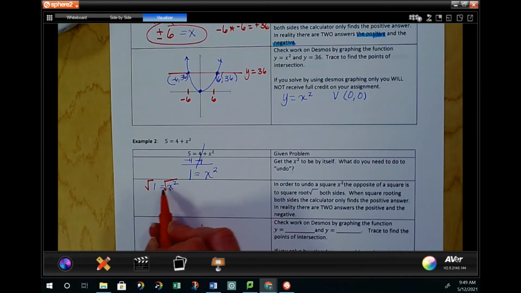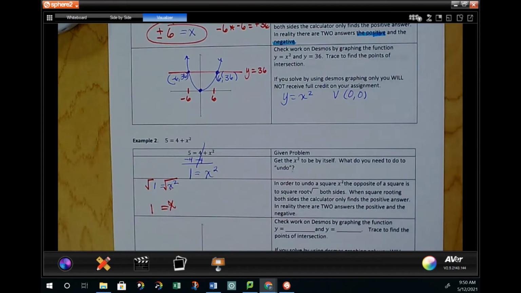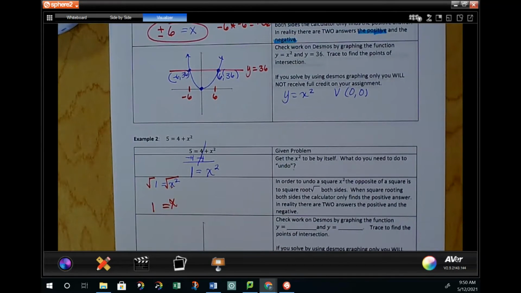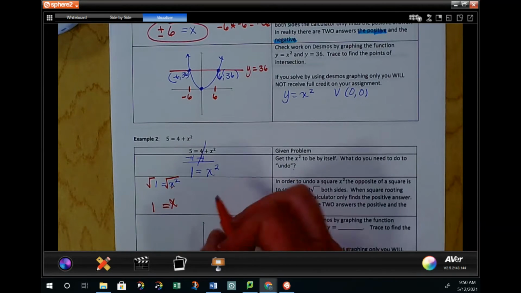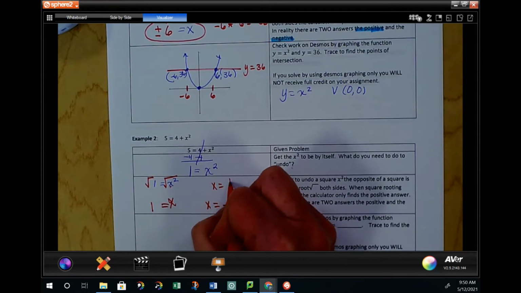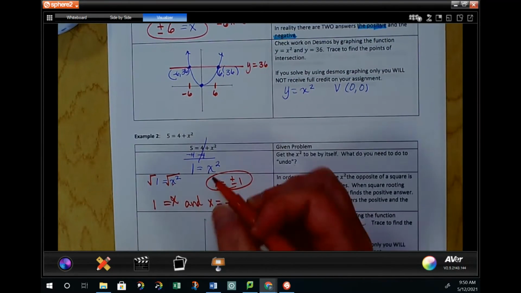So now I get x squared is equal to the square root of x, is just x, and then this is 1. Desmos will give me 1, but I'm smarter than Desmos, and I know, oh yeah, negative 1 times negative 1 is also positive 1. So then x will also be negative 1. Or again, you can write it plus and minus 1. Okay? You can write it any one of these two ways.